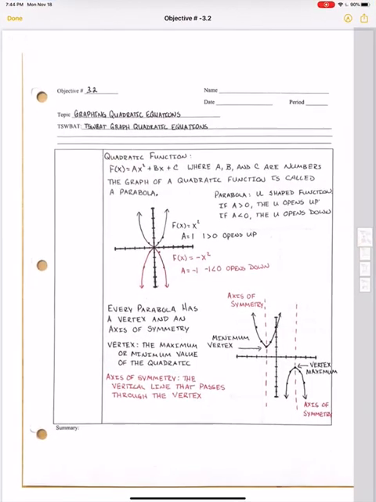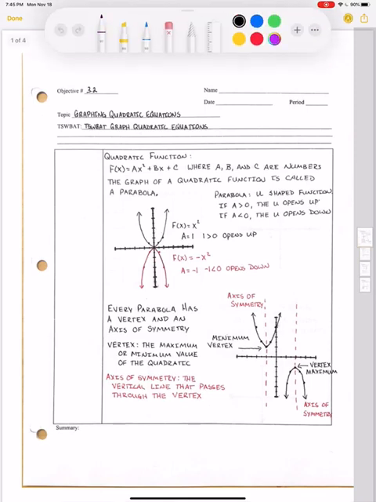Alright, today we will be working on objective 3.2a, Graphing Quadratic Functions. A quadratic function written in standard form is f of x equals ax squared plus bx plus c, where a, b, and c are numbers. The graph of a quadratic function is called a parabola.